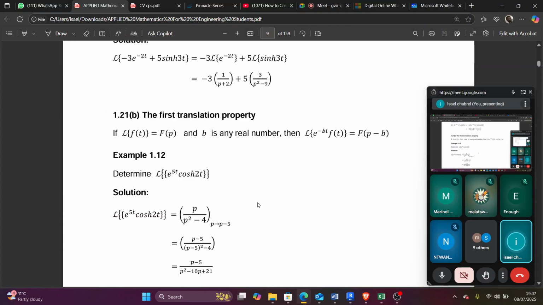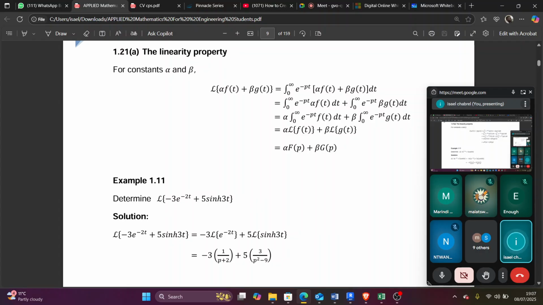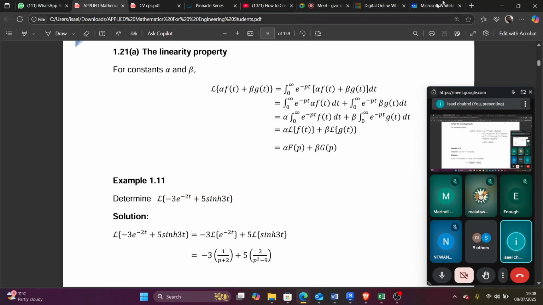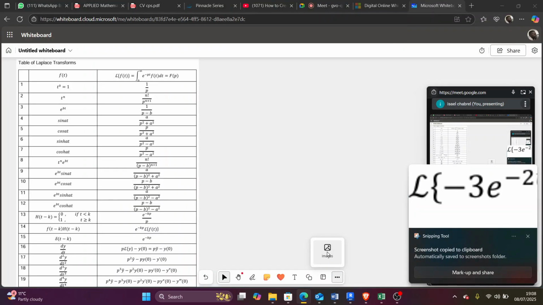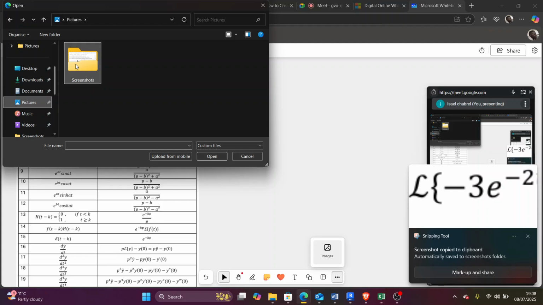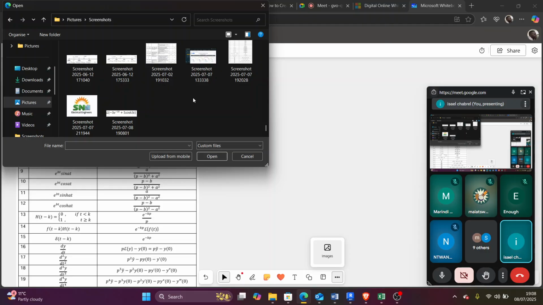For a quick recap, for those who might have missed the class yesterday, I can just solve this example again quickly, just to bring everyone into the mood and see how Laplace works. As easy as that. This is the equation.